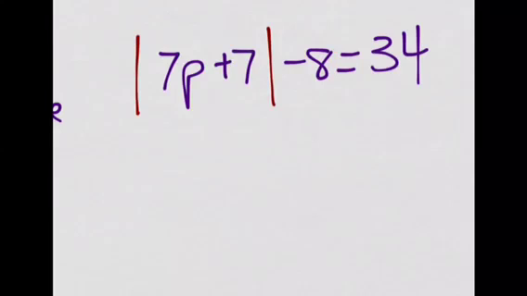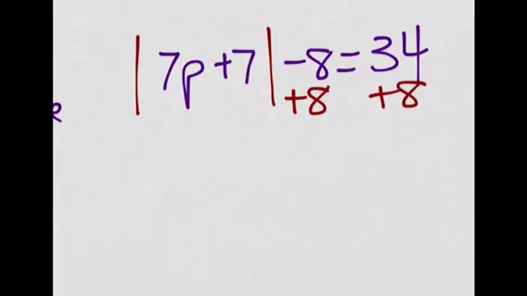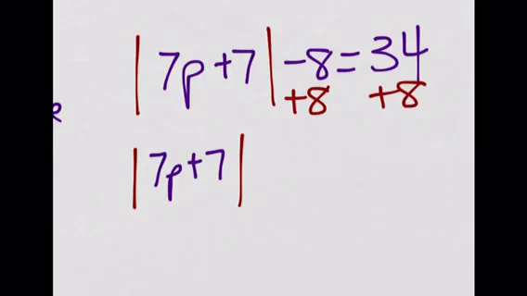So now I want to go and do my order of operations backwards. I want to get my absolute value here alone, and that's going to require me to get rid of this negative 8. And of course, the opposite of subtracting 8 is going to be adding 8. So let's go ahead and do that to both sides. Make sure you keep in mind where your equal sign is, so you do it on both sides and not twice on one side. Okay, it does happen. And that's going to leave me with the absolute value of 7p plus 7 is equal to, let's see, how about 42?